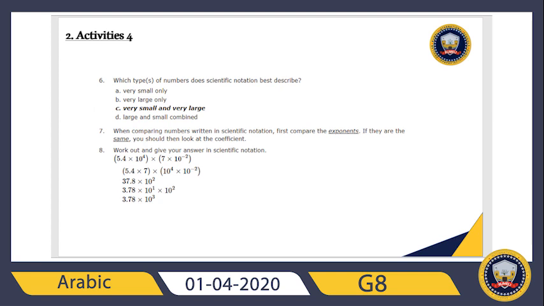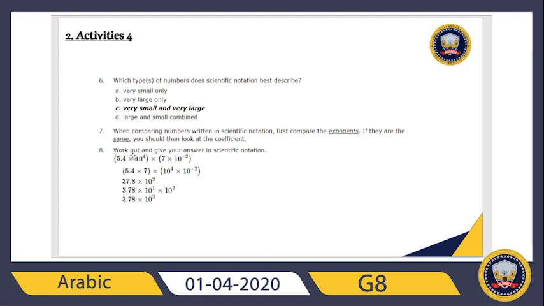Okay, which type of numbers does scientific notation best describe? So we said that scientific notation describes very small and very large numbers. So C is the right answer. So it describes very small numbers when the power of 10 is negative, and it expresses very large numbers when the power of 10 is positive. Okay? Now, when comparing numbers written in scientific notation, first we compare what? The exponents of 10. If they are the same, you should then look at the coefficients. Okay?